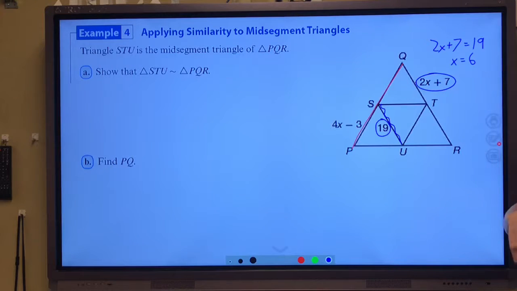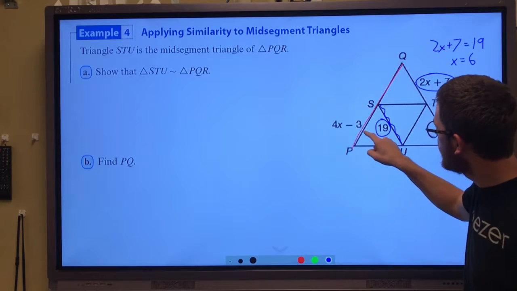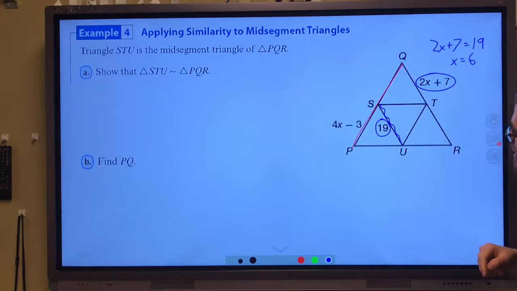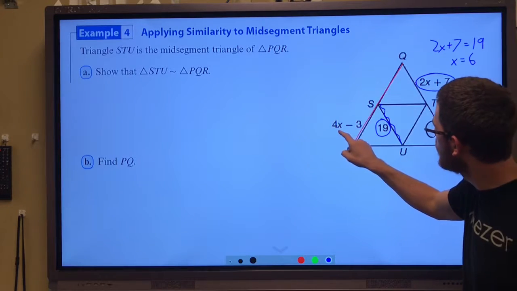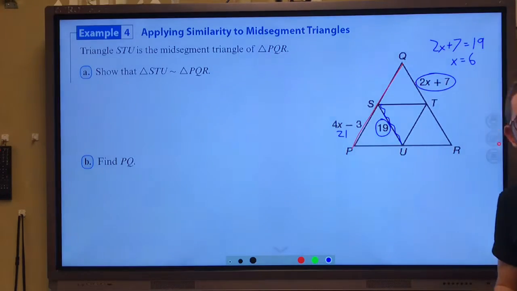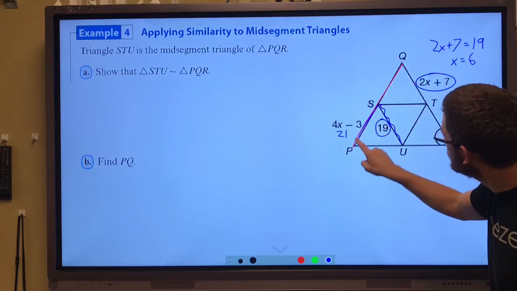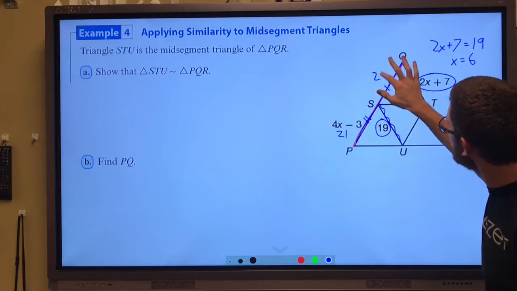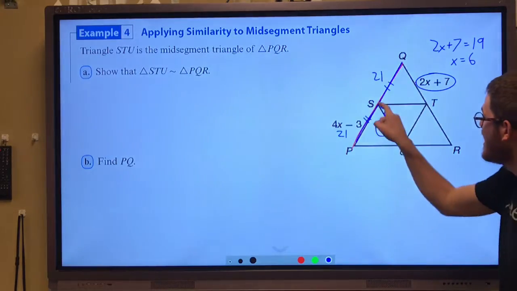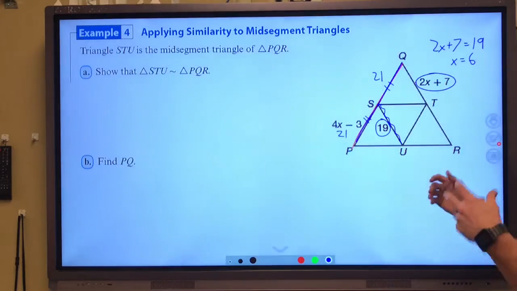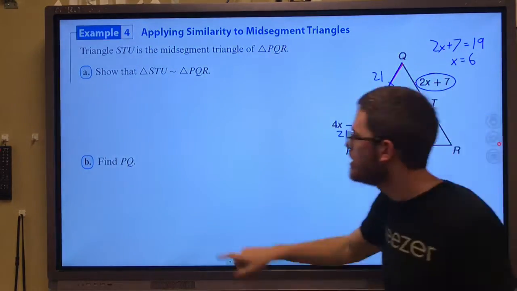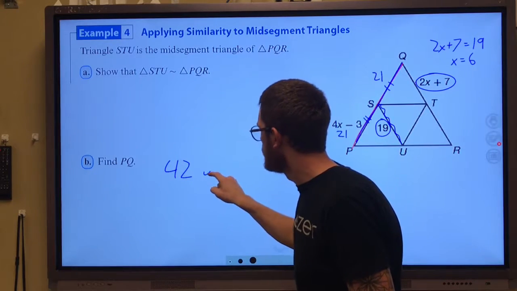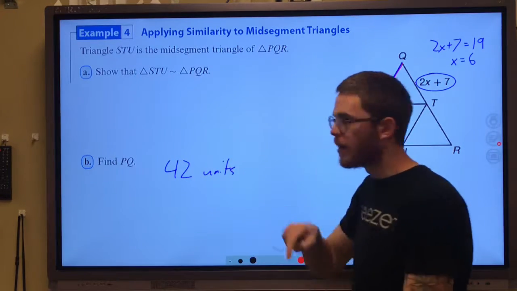Now we can plug it in over here for 4x minus 3. If we plug in 6, 4 times 6 is 24, minus 3, that comes out to be 21. And if this is 21, this side right here is also 21 because those are congruent. S is the midpoint. It comes together, the entire PQ would have to be 42 of whatever we're counting by, 42 units.